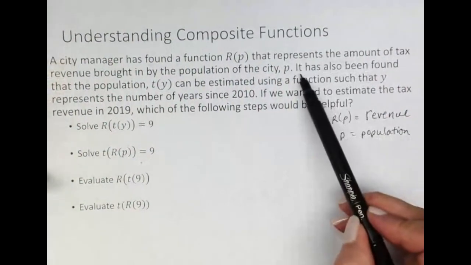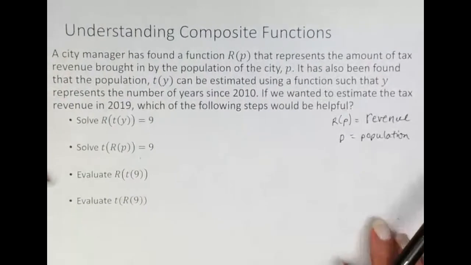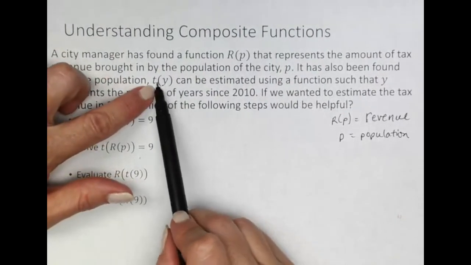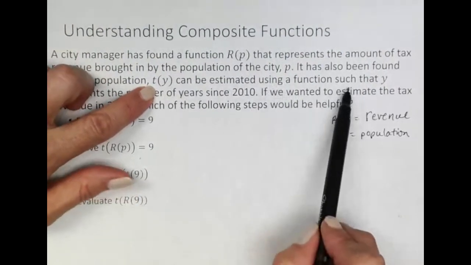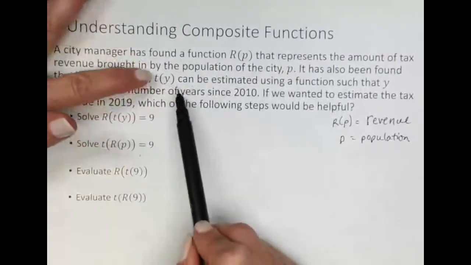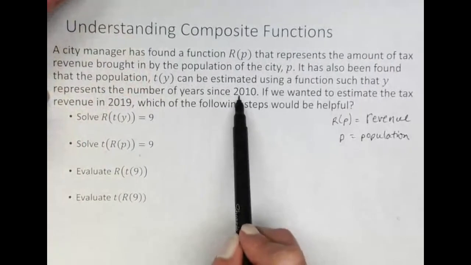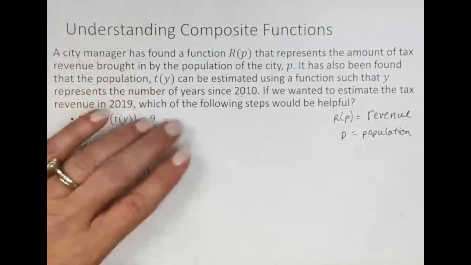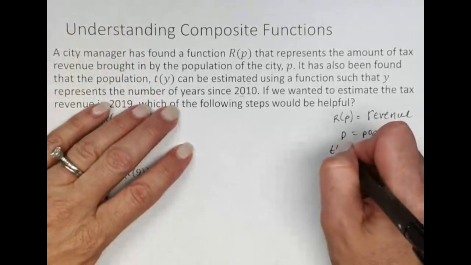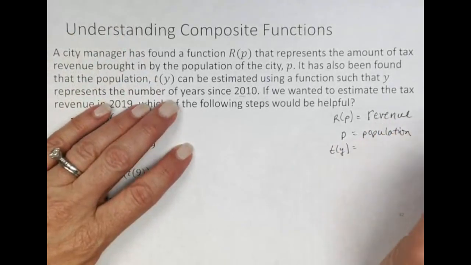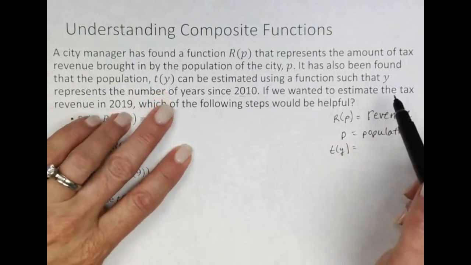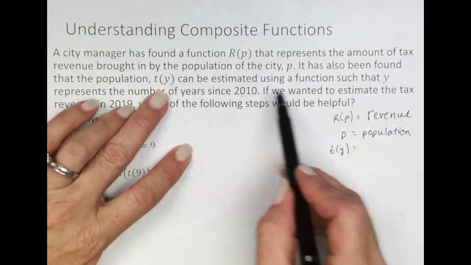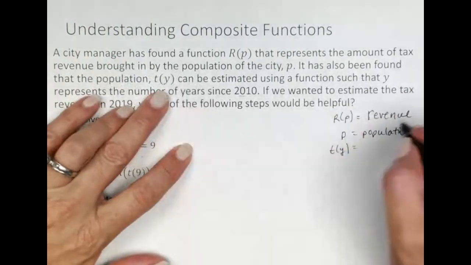Now, we go on and read, and it says it's also been found that the population can be determined using a function T of Y. We estimate that population using some function T of Y, where Y is the number of years since 2010. All right, so let me write that down. So T of Y is a function that gives us what? It gives us population, right? T of Y can be estimated. Okay, population is T of Y.